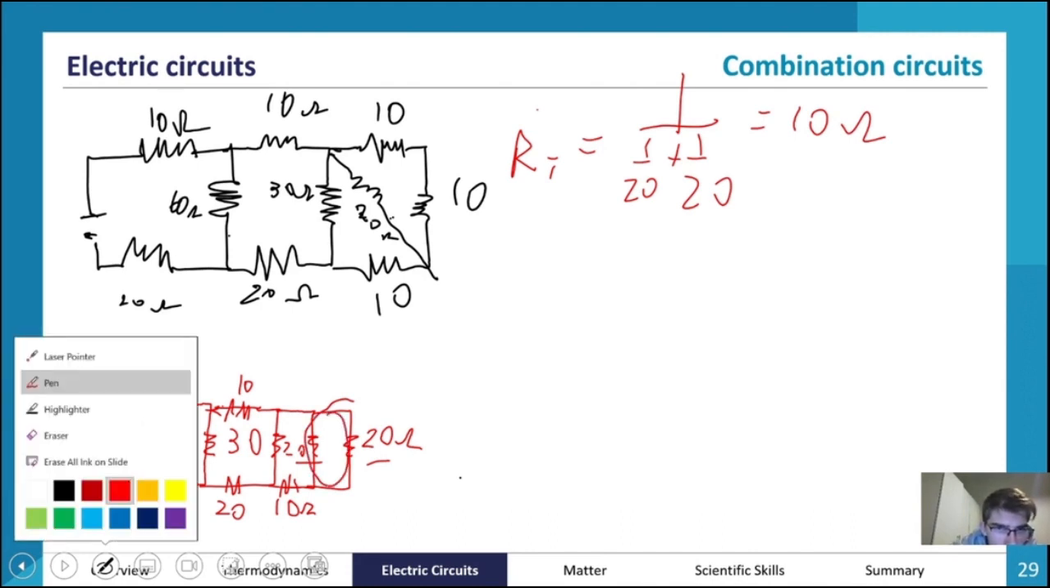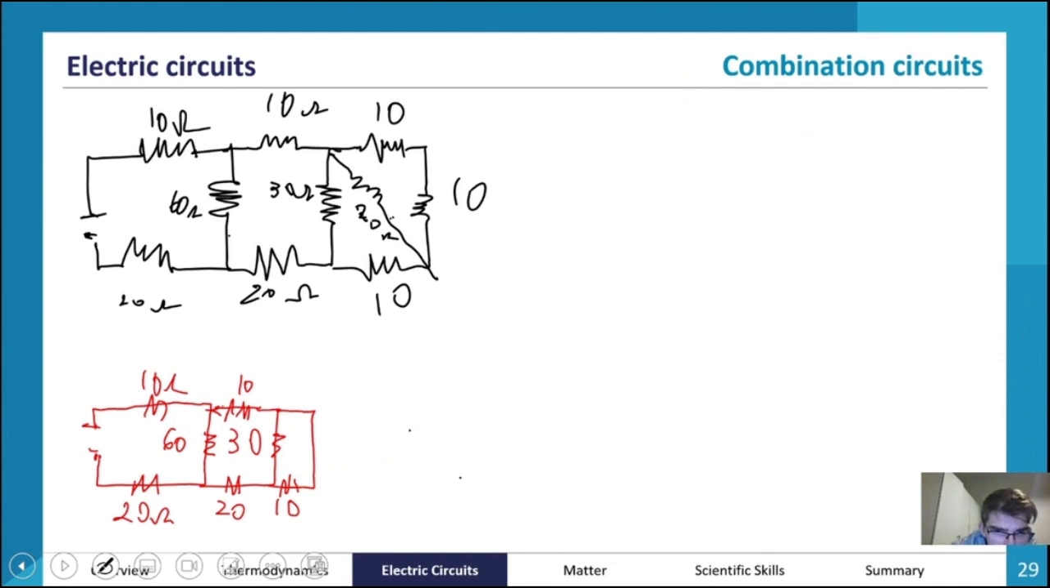And I will redraw it again. You can replace it with one 10 ohm here. Now that we replace it with one 10 ohm resistor there, the 10 ohm and the 10 ohm add up together to form 20 ohms. So again, erase, redraw, 20 ohms. The 20 ohms, which should have been there actually, is parallel to the 30 ohms.